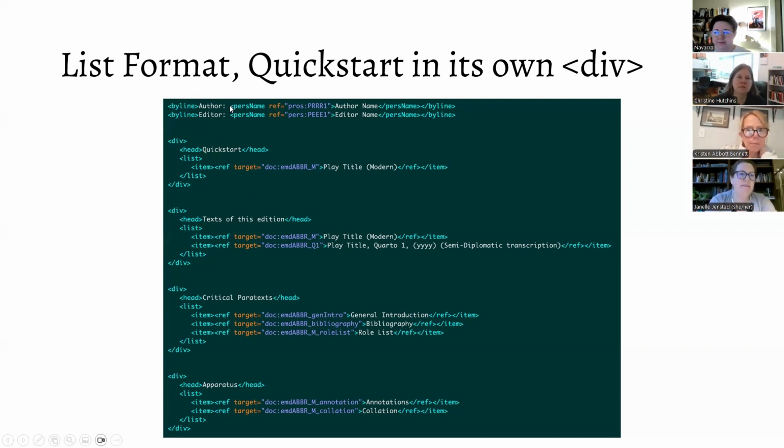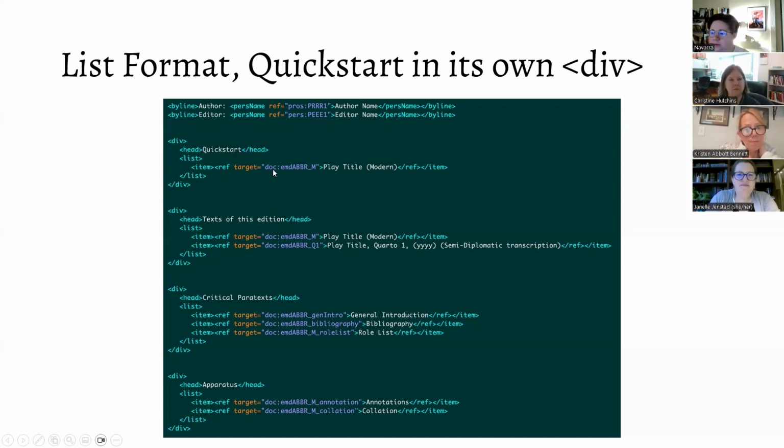So you'll have an author, and then you'll give their XML ID in a first name element, and then you'll have your editor, and this is where you put your XML ID and then your name. After that, you'll have a div. That div will have the head quick start. That's the quick start div. Remember that each div is a section in your file, and each head is the section heading. It'll have your list. It will just have one item.